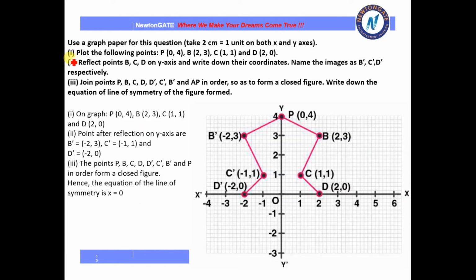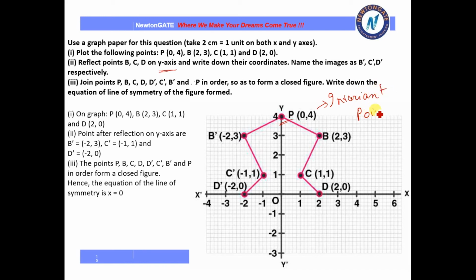Plot the following points. So we plotted P, B, C and D. Now they are saying to reflect the points B, C, D on the y-axis. After reflecting, the point B becomes B dash (-2, 3), C becomes (-1, 1) and D becomes (-2, 0). But P does not change. Why? Because we were asked to reflect on the y-axis, and P after reflection on the y-axis remains on the y-axis. So P is the invariant point.